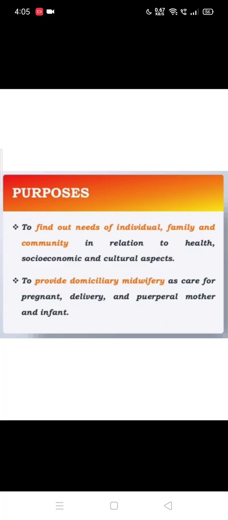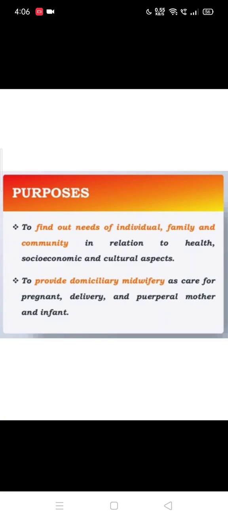So this will help to provide domiciliary midwifery, to give direct care to the antenatal mother, in the sense the pregnant woman, then during the delivery, and the puerperal mother. Puerperal is the postnatal period after the delivery till the 6th week or 42 days. And the infant or newborn, that is the baby.